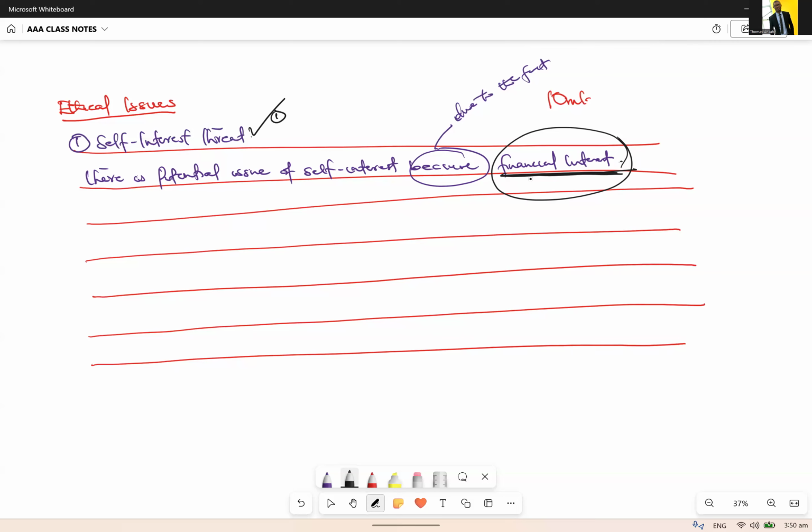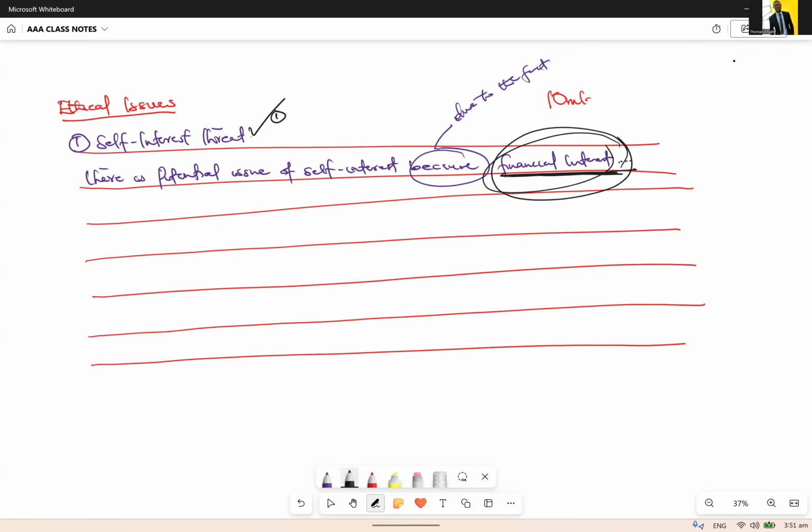There is a self-interest threat because of the financial interest. You have said there is financial interest, but which part of the question says there is a financial interest? Go and copy that part of the question and paste it. Instead of even saying financial interest, you can say that because so and so owns 50%, there is an issue of financial interest.